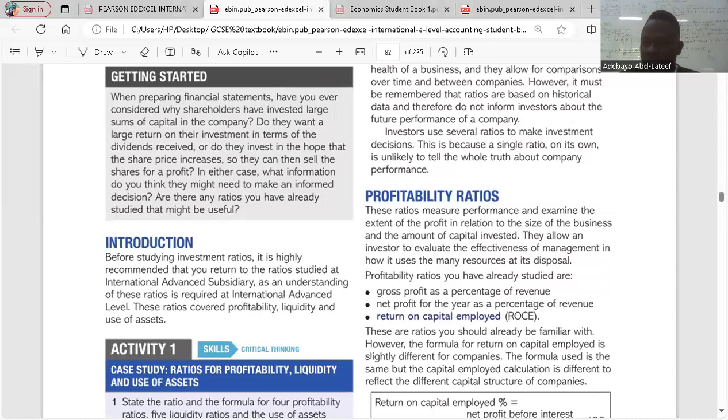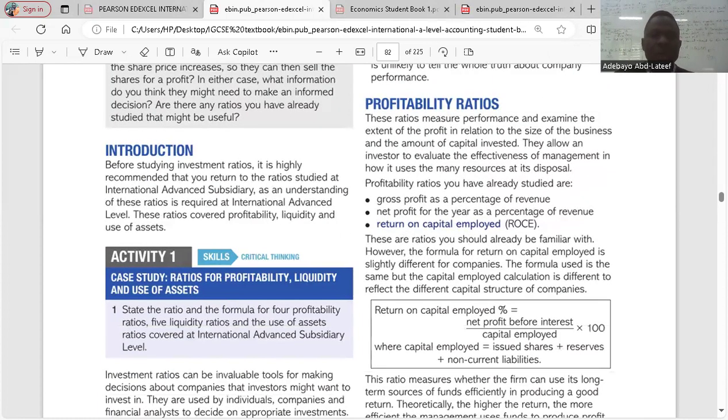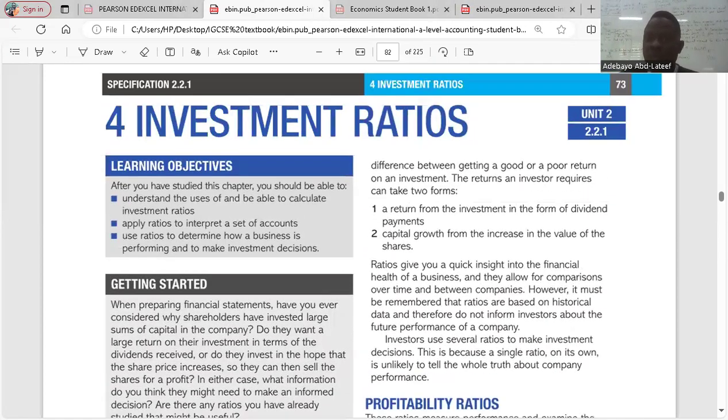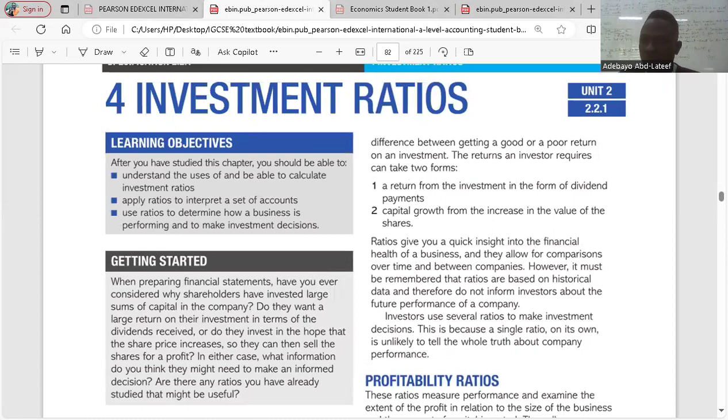So it measures the difference between the amount of money invested into the business and the profit made by the business. That is the investment ratio. So how do we go about investment ratio? How do we know if the business is doing well or is not doing well?